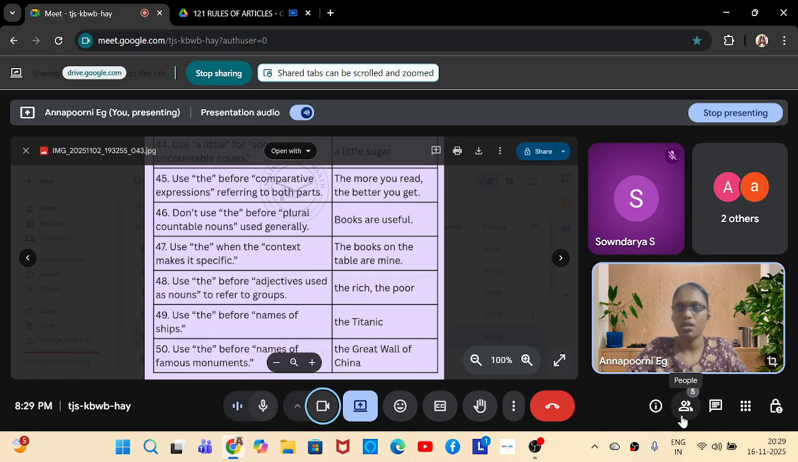Use the before names of famous monuments. There are many monuments. In our country itself, there are hundreds of monuments. If you go out of India, again you can explore a lot of monuments. One example they have given is the Great Wall of China. Have you heard of that? The Great Wall of China? Yes, ma'am. The Great Wall of China is very famous.